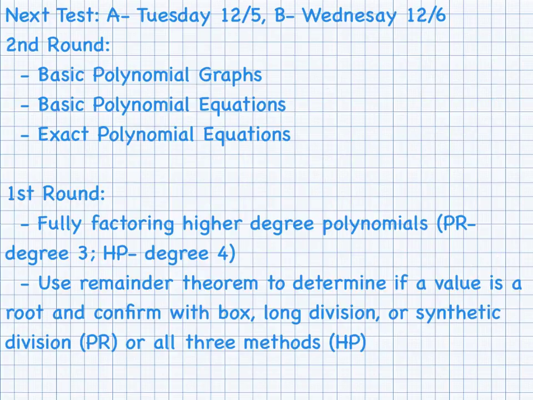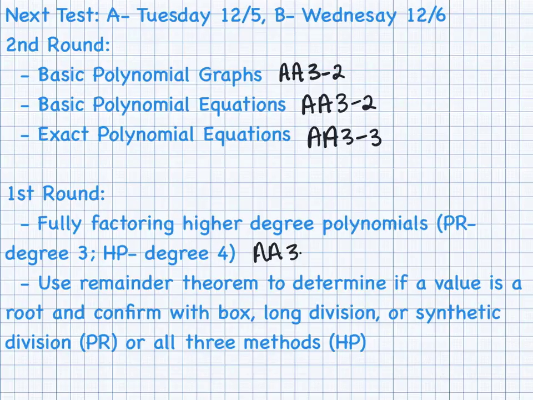Next thing you need to know is what's up for your test. Basic polynomial graphs, this was AA3-2. Basic polynomial equations was also AA3-2. Exact was AA3-3. Fully factoring high degree polynomials, that was AA3-5 and AA3-6, using the remainder theorem and then confirming it with one or all three polynomial division methods.